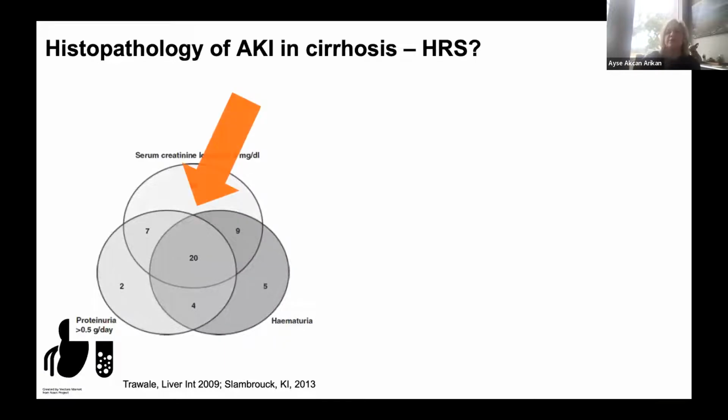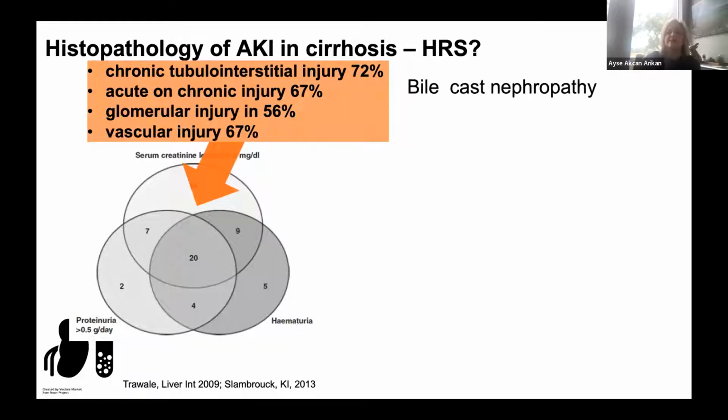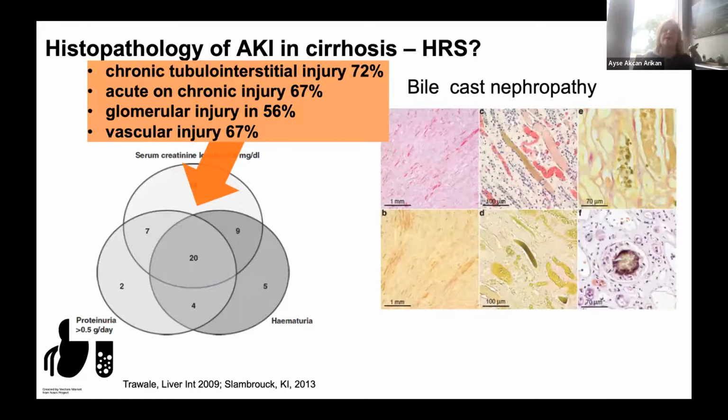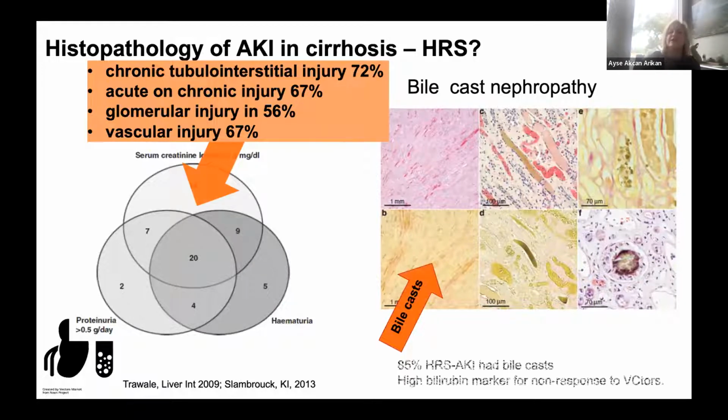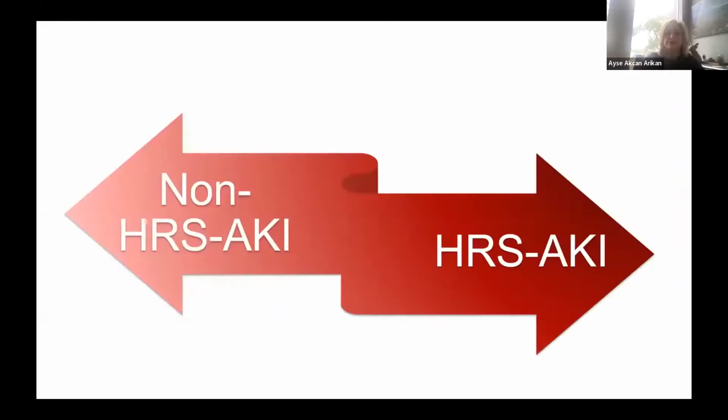One additional word that I'd like to highlight is the presence of bile cast nephropathy, the importance of which we're beginning to understand much better with some biopsy data, with some tissue diagnosis that come from adults. In fact, 85% of the HRS AKI patients had bile cast in this case series, and high bilirubin is a marker for non-responsiveness to vasoconstrictors. So perhaps another pathophysiology is the mediator for the presentation that we see in refractory HRS AKI.